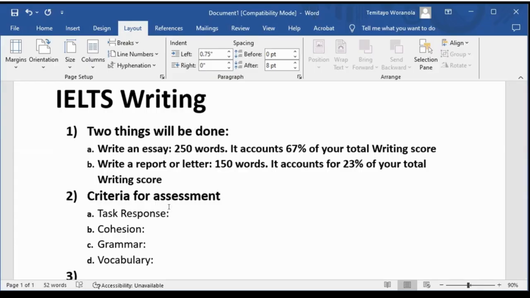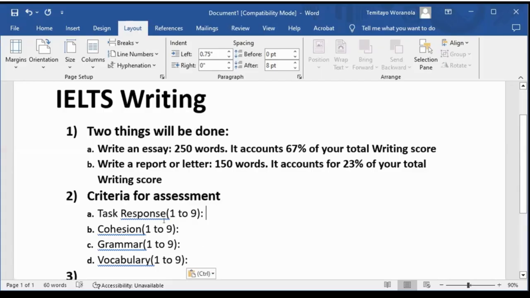For task response, your score will range from band 1 to band 9. The same thing with cohesion, your score will range from band 1 to band 9. The same thing with grammar. And for vocabulary, your score will range from band 1 to band 9. So for you to get a good band score in writing, you need to make sure that you get a good band score in all these 4 criteria.